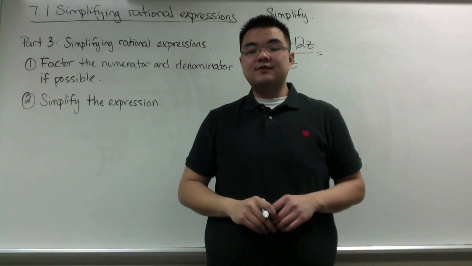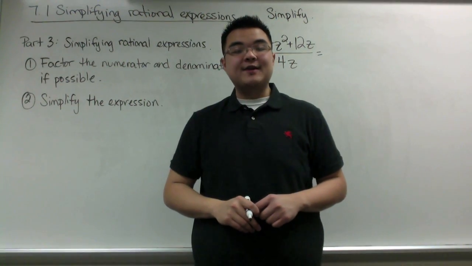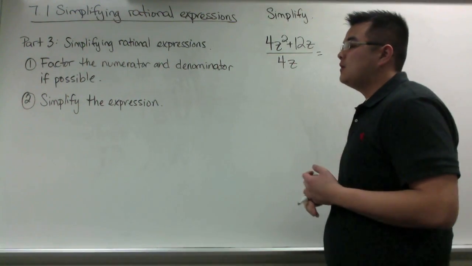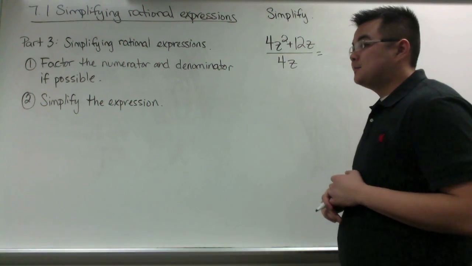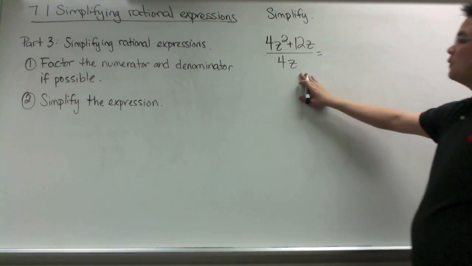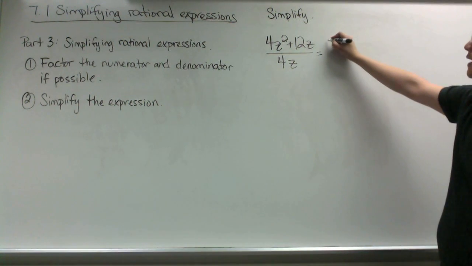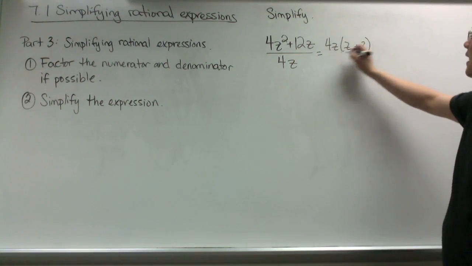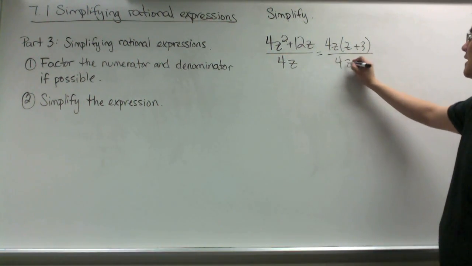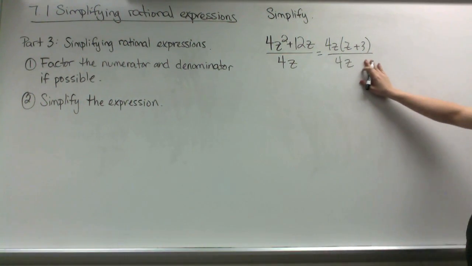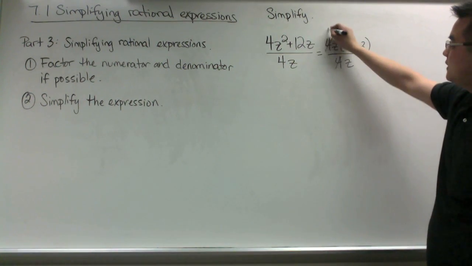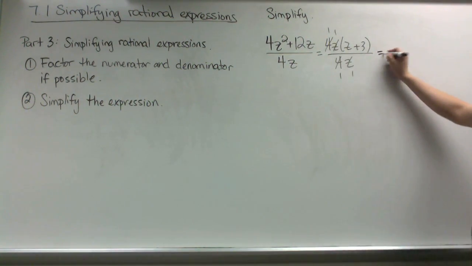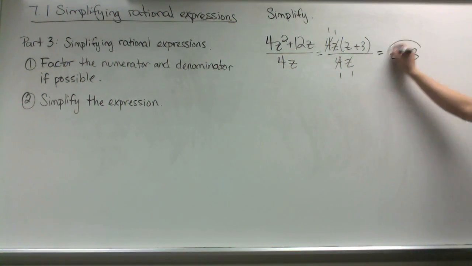This is part 3 for the notes for section 7.1, Simplifying Rational Expressions. To simplify rational expressions, the first step is to factor the numerator and denominator if possible, then simplify the expression. In our first example, we're going to factor the numerator. The GCF is 4z, so I'm left with z plus 3, and the denominator we're going to leave the same. Now we're going to simplify the expression. 4 and 4 divides out, z and z divides out, and we're left in the numerator with a z plus 3.